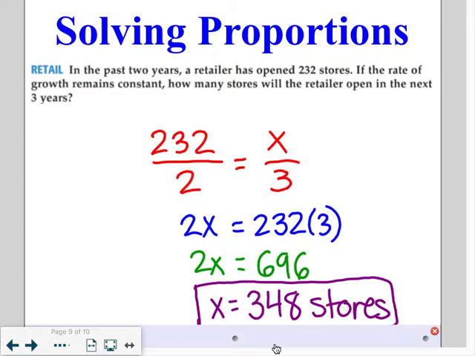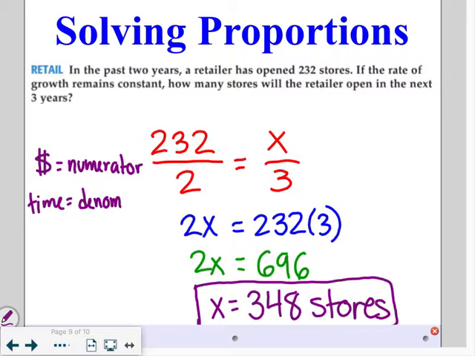You should have gotten a final answer of 348 stores. One thing I would like to note about this problem is, as a general rule, there are a couple of places where you should be putting specific units within word problems. If they ever give you a money value, that should be going in the numerator of a problem. And if they ever give you a unit of time, that should be going in the denominator.